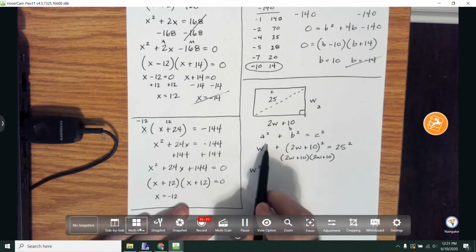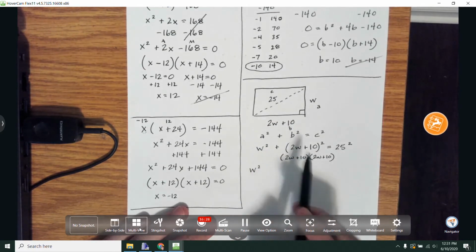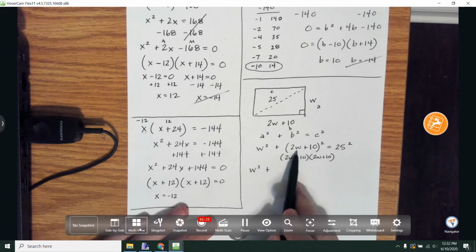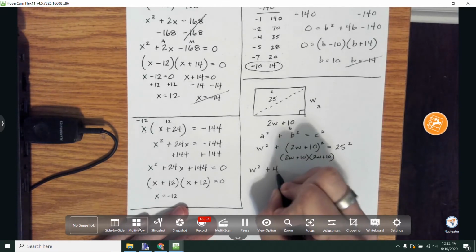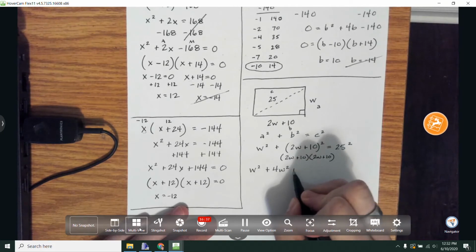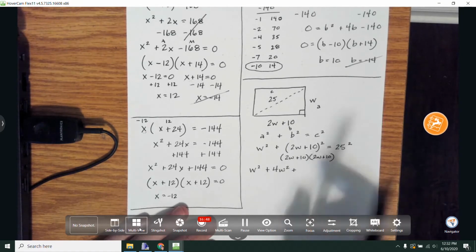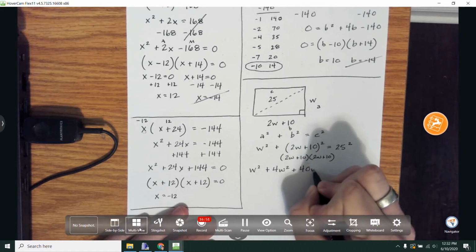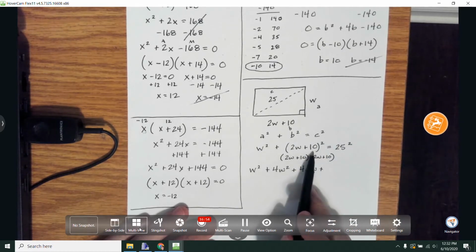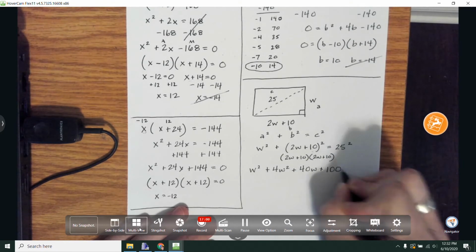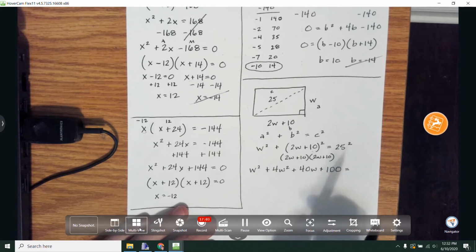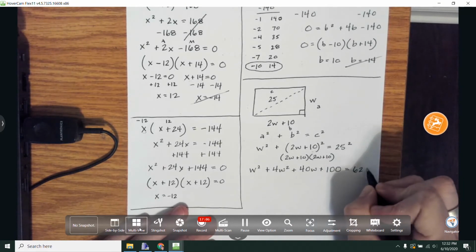W squared still stays that. If you want to figure out what our first term is going to be, we're going to do 2w times 2w, and that gives us 4w squared. To get our middle term, we're going to do this term times this term, which gives us 20w, and then we're going to double it, so we're going to times it by 2. So 20w times 2 is 40w. And then our last term, we're going to do 10 times 10, or 10 squared, which is 100. And if we did the square of 25, that is 625.